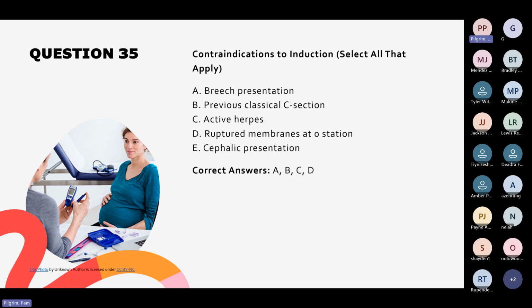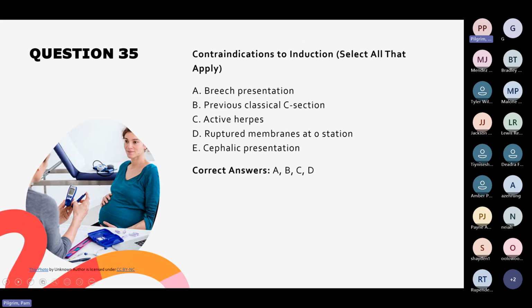Ruptured, this AI had put the answer as D, but ruptured membranes at zero station, technically, I would not say that's a contraindication. I don't agree with that answer at all, as far as D, but A, B, and C for sure. And cephalic presentation just means that the baby's head is down, so that is how we want them to be. So the answer to this one should be A, B, C.